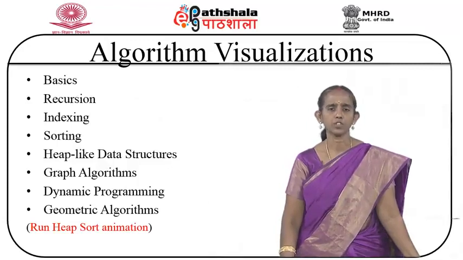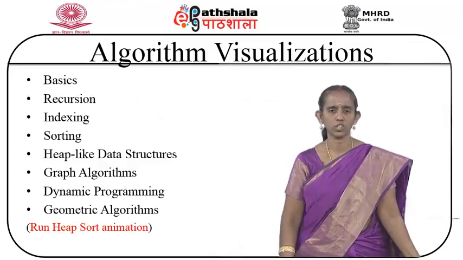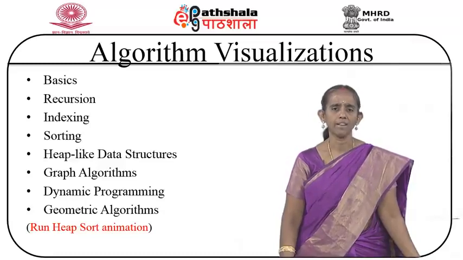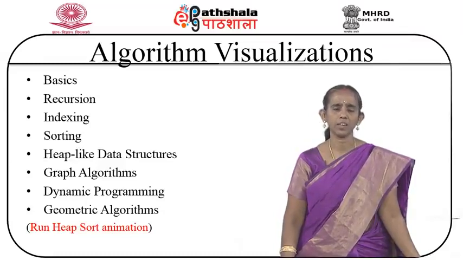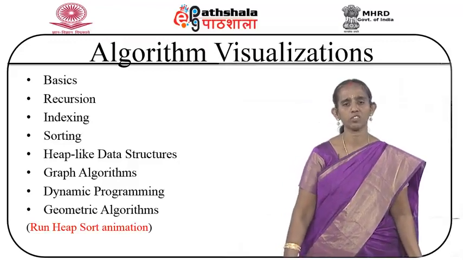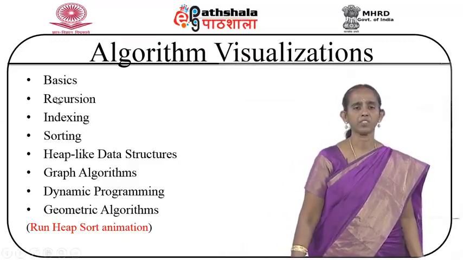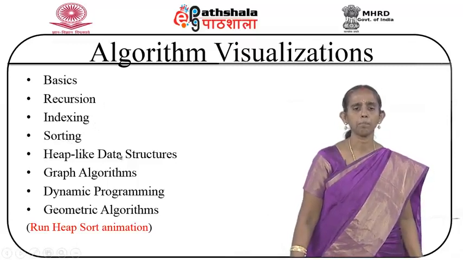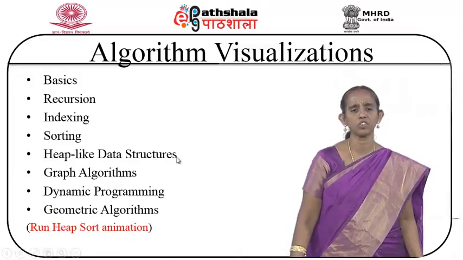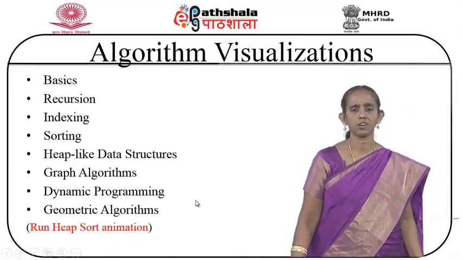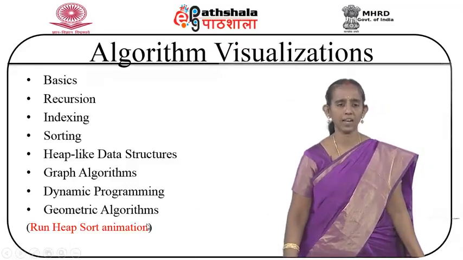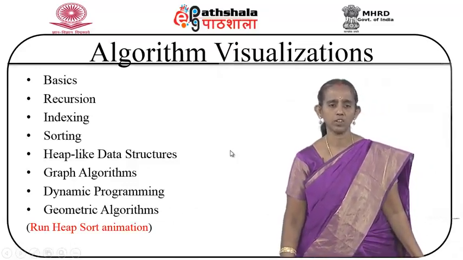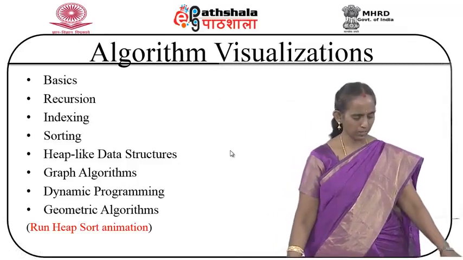The next kind of visualization is algorithm visualization. In algorithm visualization, we have examples of various algorithms that can be visualized in an animated manner. The basic algorithms on recursion, indexing, sorting, heap-like data structures and various other data structures like linked lists, queues, trees, graph algorithms, dynamic programming algorithms and geometric algorithms can be visualized in an animated manner. So, let me run a heap sort animation here.